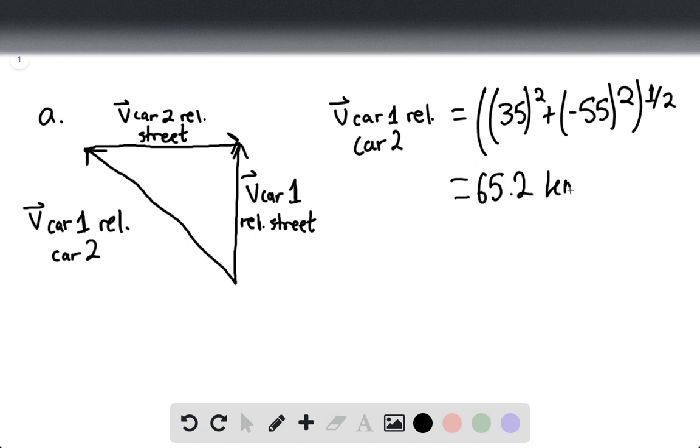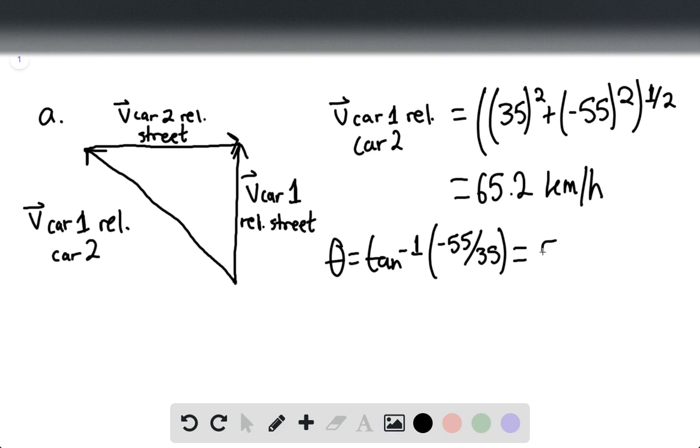And this is giving us 65.2 kilometers per hour. And then we can say that theta will simply be equal to arctan. Tangent is opposite over adjacent, so this is going to be y over x. So it would be arctan of negative 55 divided by 35. And this is going to give us 58 degrees. And the direction will be west of north.